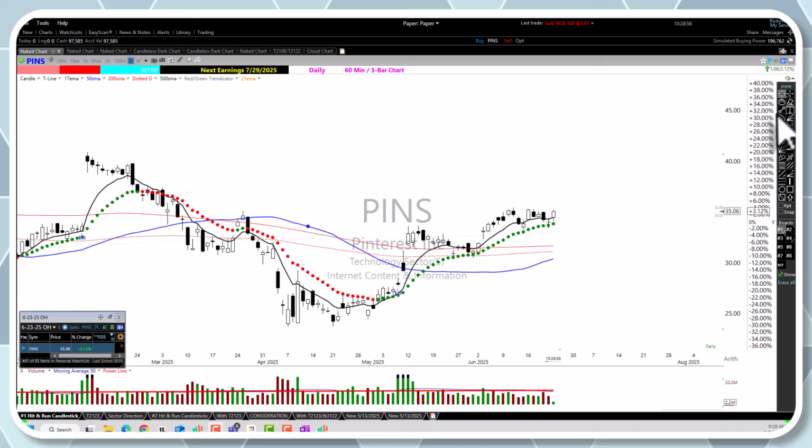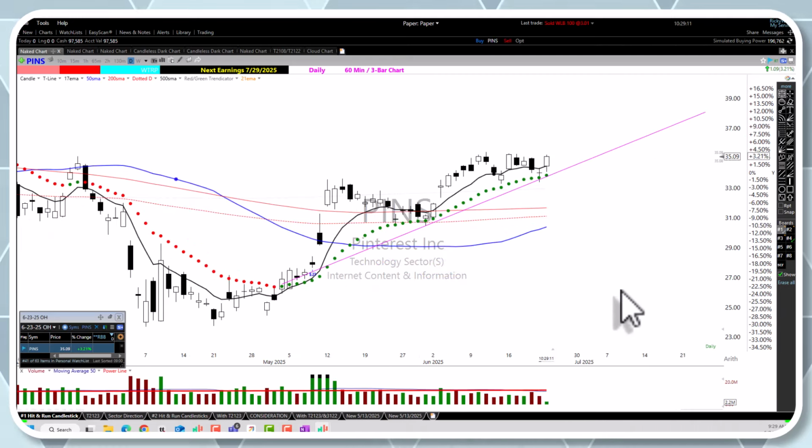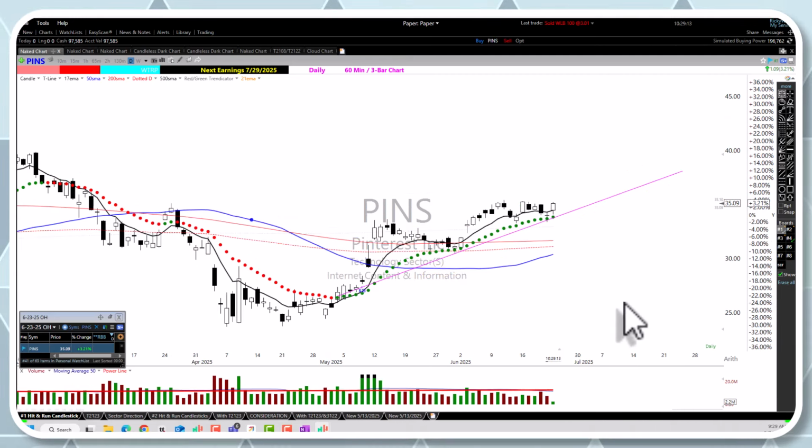When I do draw a trend line here, what I will do is draw from where we turn to the very last dot. That's where I will draw a trend line when I draw a trend line, okay?